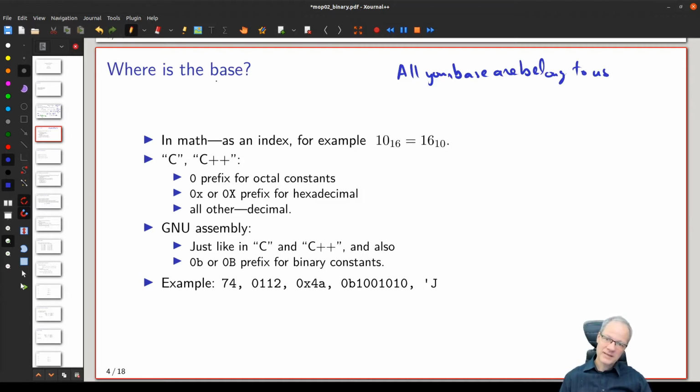But in our case, where is the base? We already know that the base is 10 for decimal, 2 for binary, 16 for hexadecimal, and so on, right?